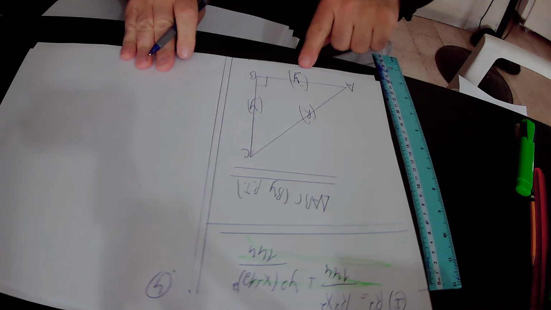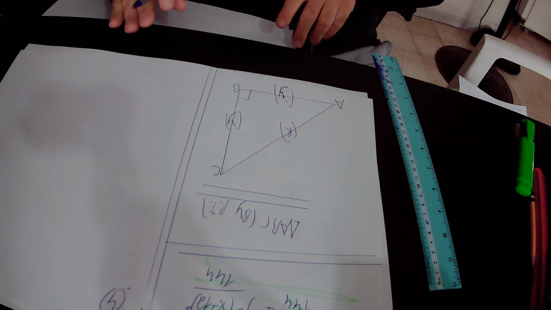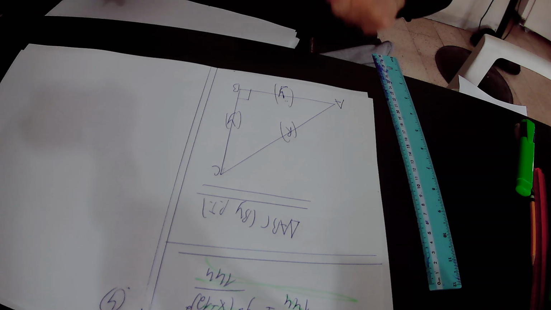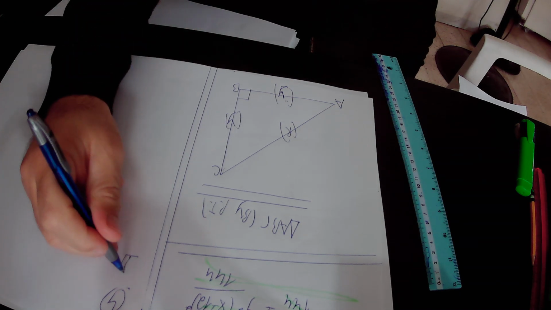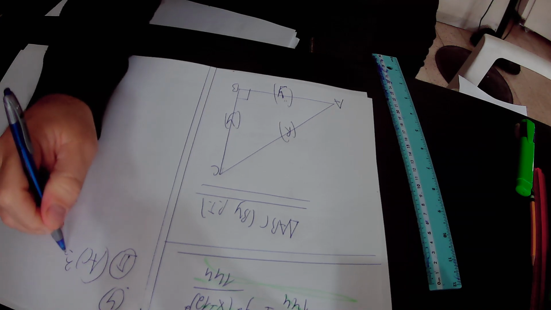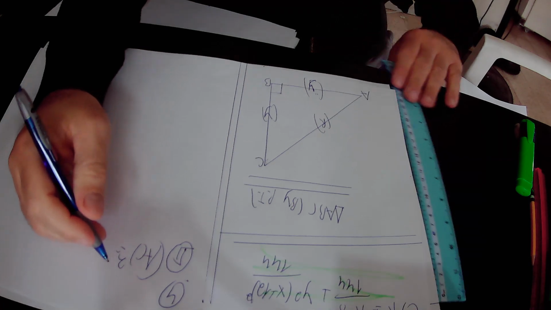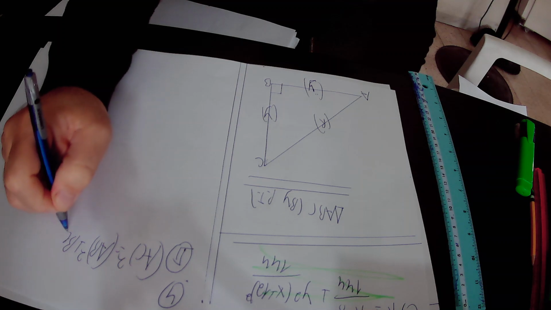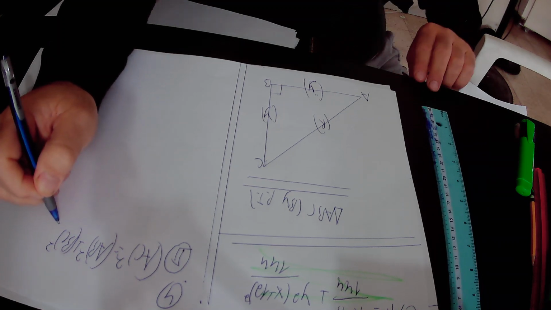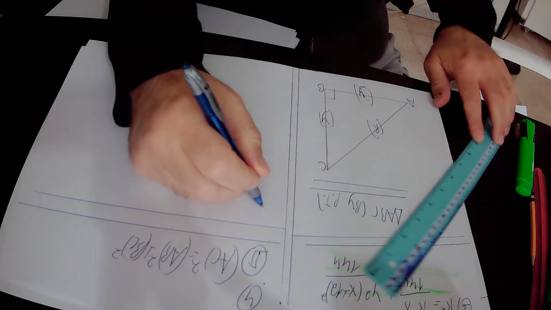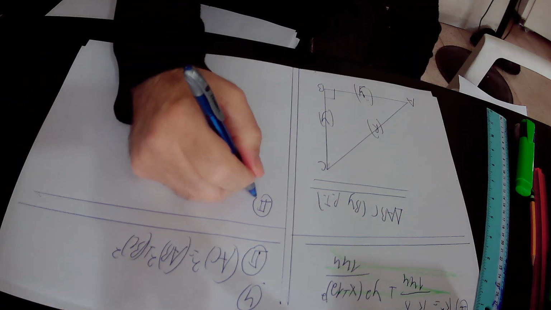Actually, this is the right triangle ABC that I got from the original drawing. Here PT is the abbreviation for Pythagoras theorem. On this right triangle ABC, according to the Pythagoras theorem, AC squared equals AB squared plus BC squared. This is equation 2.